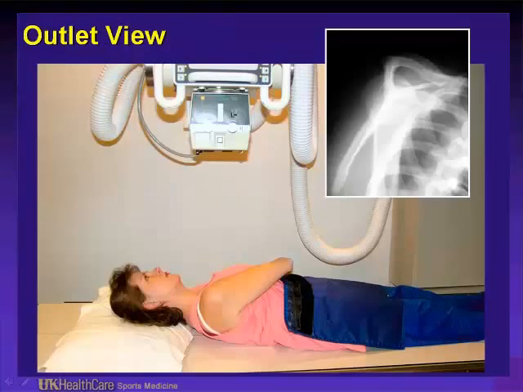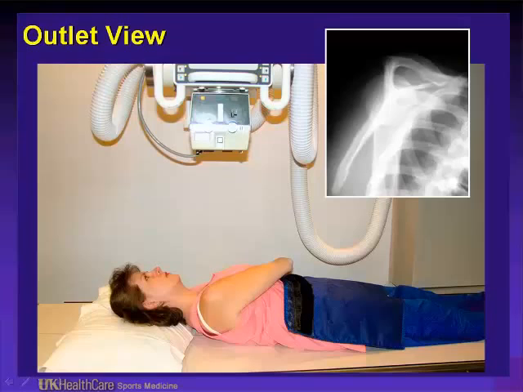The outlet view, in this case, is done supine. You can also do an outlet view standing. And this may give us a little more information about the position of the humeral head and whether it's proximally migrated, such as in a massive cuff tear. If you're doing it in a standing position without the patient supporting their arm, the humeral head might be migrated proximally.